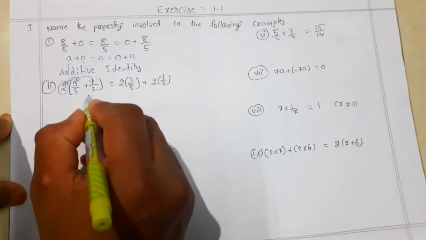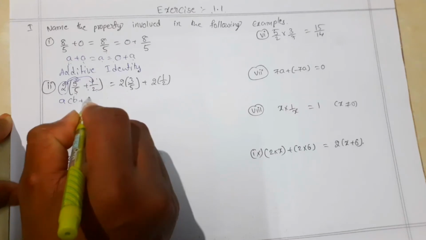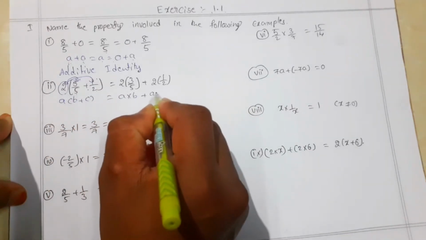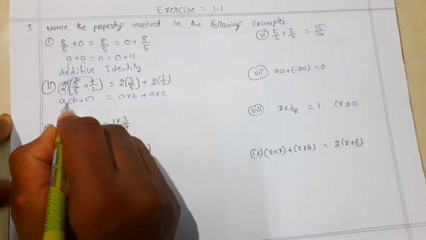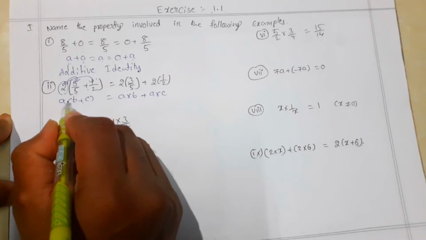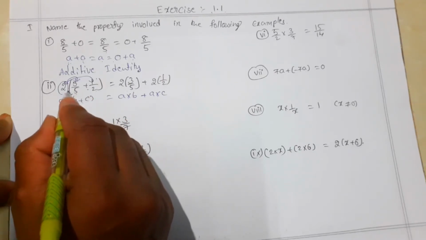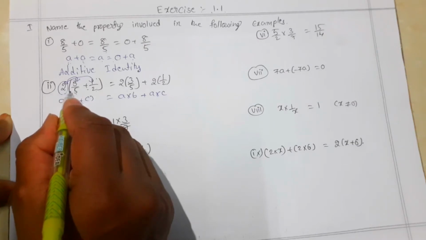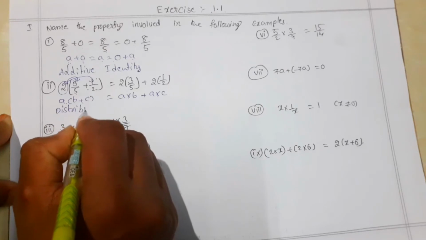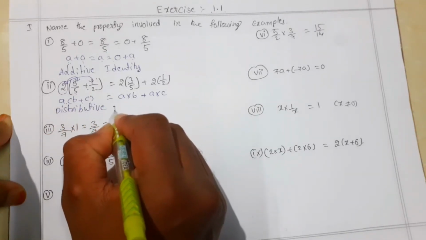So this can be in the form of a of b plus c is equal to a into b plus a into c. This is distribution of multiplication over addition. This is the formula for distribution of multiplication over addition. Then the property involved in this is the distributive property.